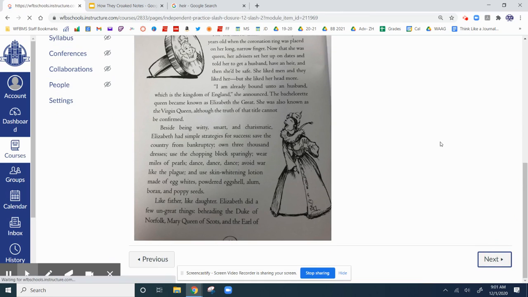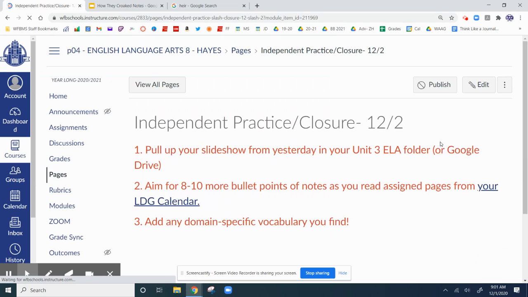So as you can see on my last slide here, it's a rundown of what's expected of you today on Wednesday. As I said, pull up your slideshow from yesterday in your Unit 3 ELA folder. If you didn't put it there, I would suggest you do so. But you can find it in your Google Drive with a quick search. As I said, aim for 8 to 10 more bullet points of notes. Here's a link to your calendar in the announcements and agenda page if you need access to that, a reminder of what's expected of you for reading, and then add any domain-specific vocabulary you find. So between watching this video and reading and taking notes, that should take you the full hour of ELA time committed to this Wednesday, December 2nd.